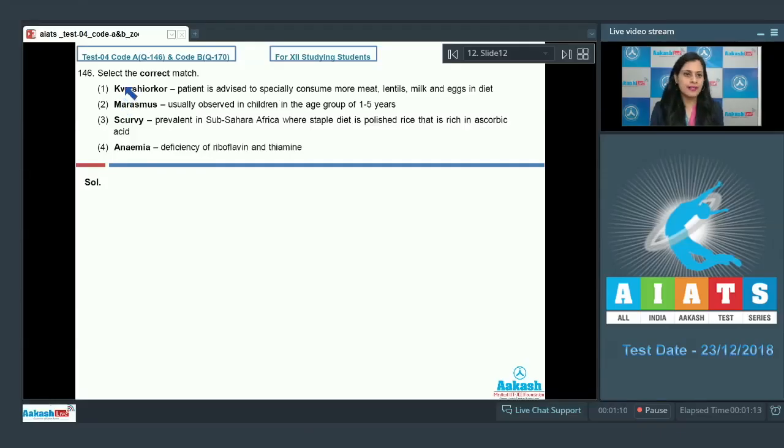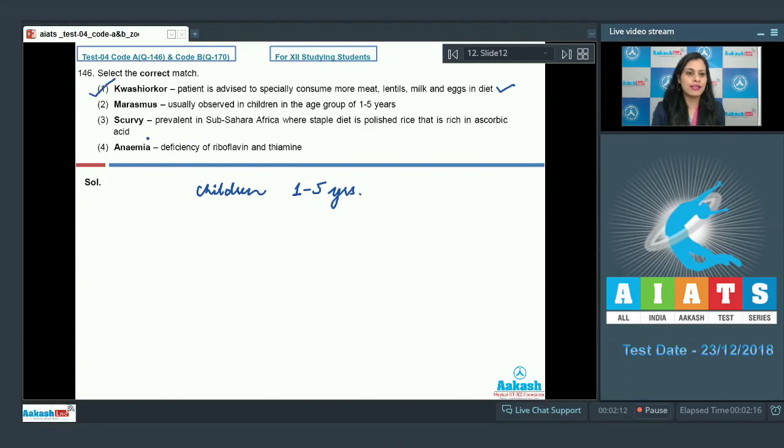Question number 146. Select the correct match. The very first option given is kwashiorkor, and the match is patient is advised to specially consume more meat, lentils, milk and eggs in diet. And this is a correct match and is a correct answer to our question. Because kwashiorkor results from the deficiency of protein only in children above 1 year of age. So basically this is observed in children in the age group of 1 to 5 years.